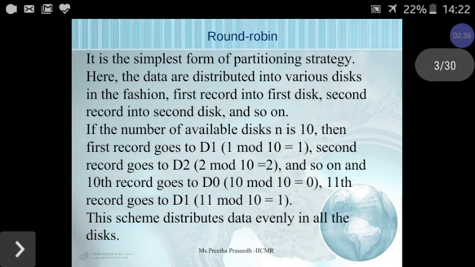Round robin, as I already explained, is the simplest form of partitioning strategy. Data are distributed into the various disks in the fashion of first record into first disk, second record into second disk, and so on.